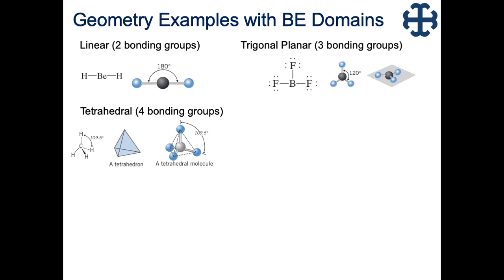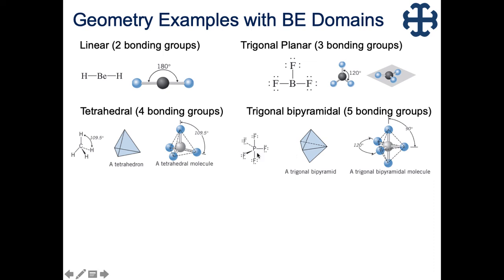Once we get beyond that, so say we have 5 bonding groups, something like PF5, and this would, I believe, have a minus charge as well. We would want to have a trigonal bipyramid. And so in this case, we now have 3, so similar to our trigonal planar, but instead of things being empty above and below our plane, we have them filled. And so we have 2 pyramids stacked on top of each other, thus the bipyramid.